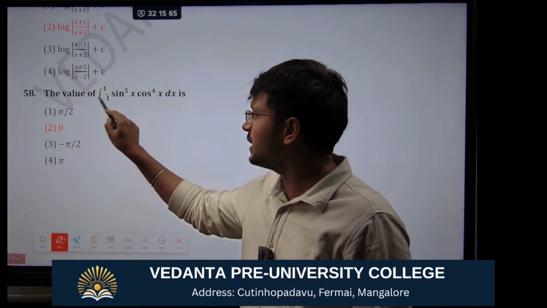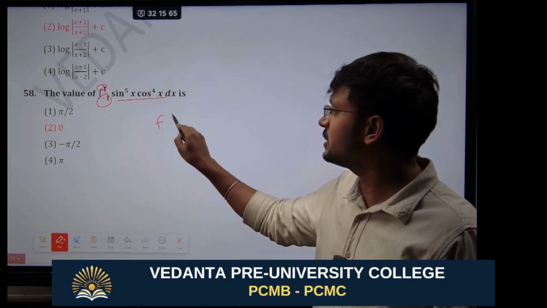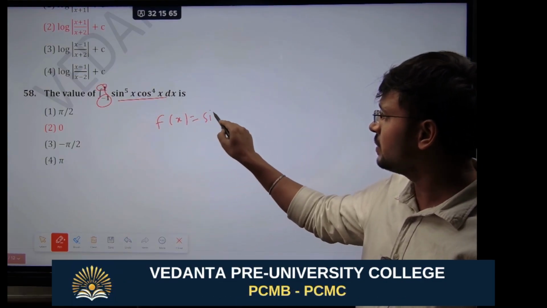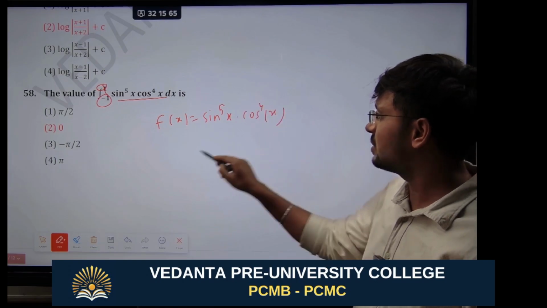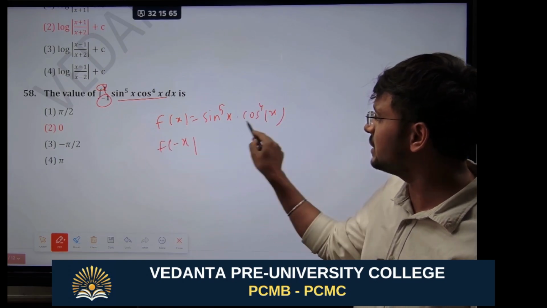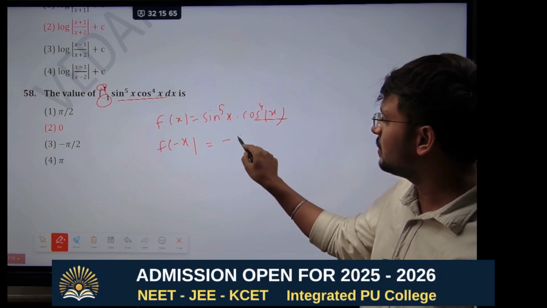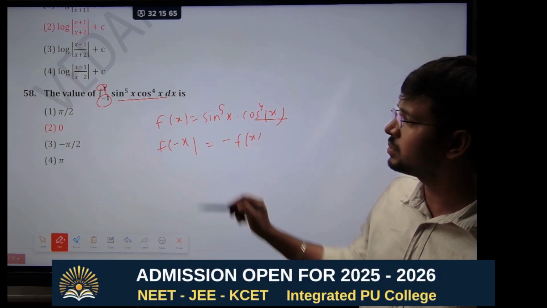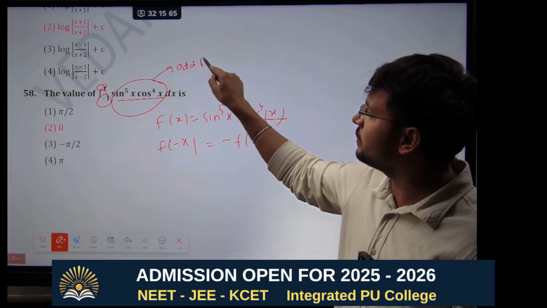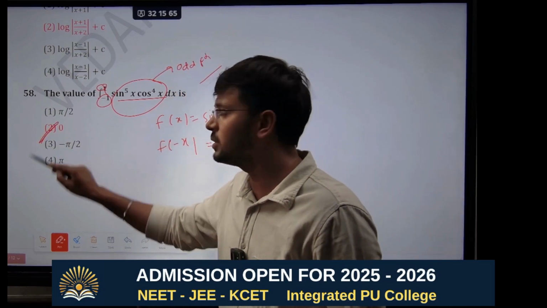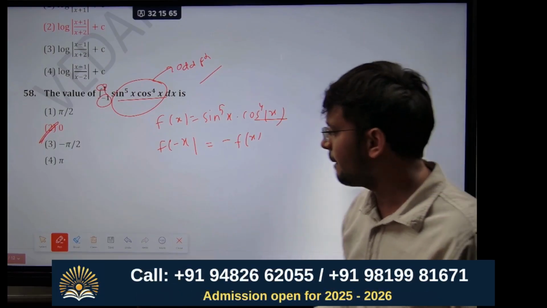Now again, integral from minus a to a. This is the function. Check whether odd or even. F of minus x, you will see this will be plus, this will be minus. Minus will come out. So odd function. You can simply see this is an odd function. And if it is an odd function, the answer will be directly 0.